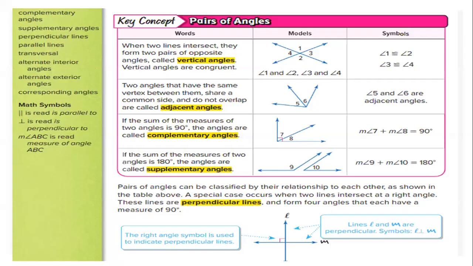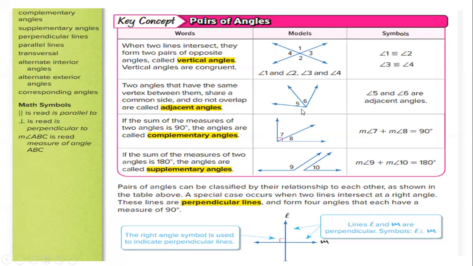Hello. The pairs of angles. Angle 1 and angle 2 are vertical opposite angles, so any vertical angles are congruent. Angle 3 and angle 4 are congruent as well, because they are vertical angles.